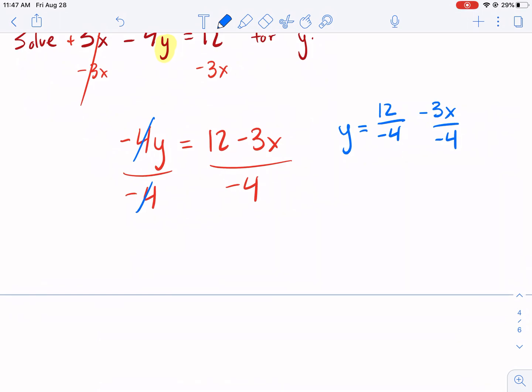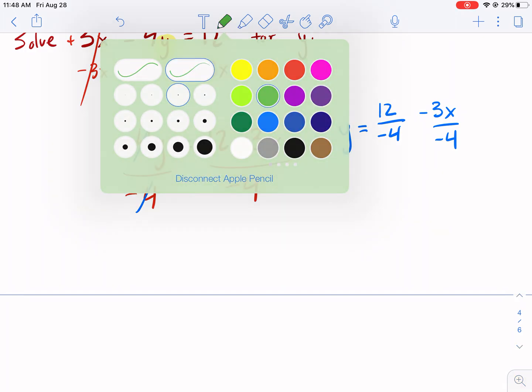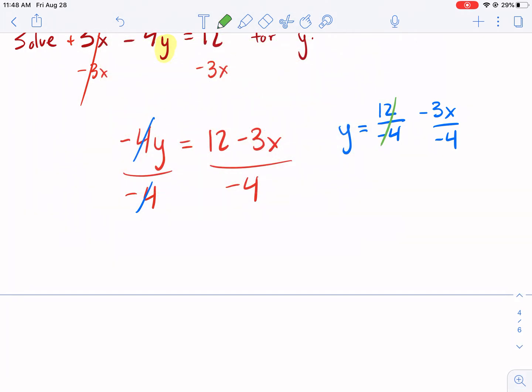Okay, this looks a little goofy, but this is how I like to show it. Technically, we're subtracting, but we're going to have to do some division here to really clear that up. Okay, so let's go ahead and get my green out. And we're going to not cancel this, but we're left with 3, but it's going to be negative. So we have y equals negative 3.